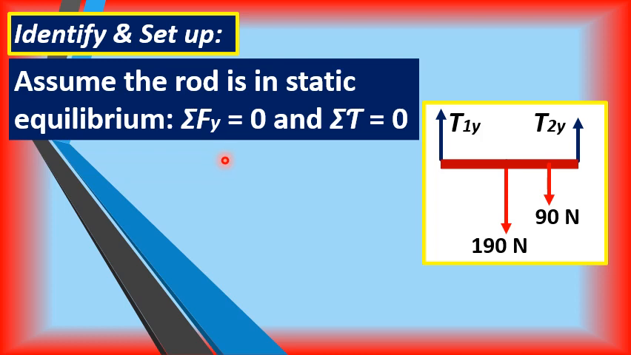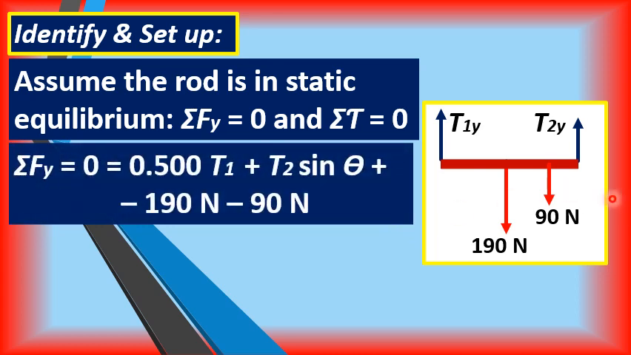Since our task is to determine the target variables, which are T1 and T2, and we were able to start using the condition that the summation of Fx must be equal to 0, we shall now continue, this time, using the fact that the summation of Fy must be equal to 0.